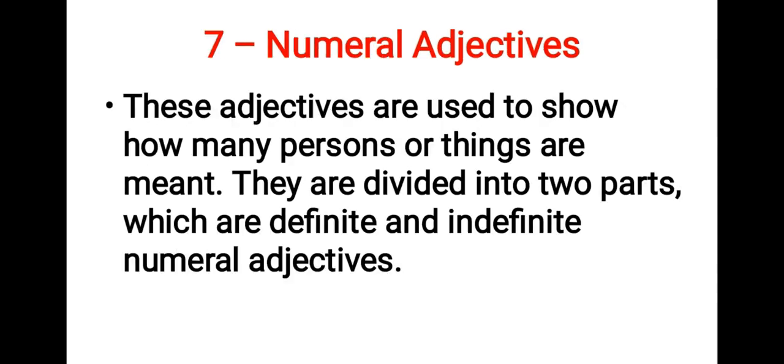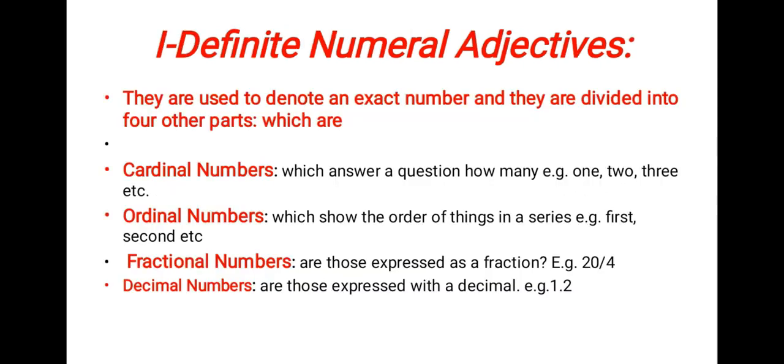Numeral adjectives. These adjectives are used to show how many persons or things are meant. They are divided into two parts, which are definite and indefinite numeral adjectives. Numeral adjectives show the number of persons or things that are meant. Now they are divided into two types. Definite numeral adjectives are used to denote an exact number, and they are divided into four other types, which are cardinal numbers, ordinal numbers, fractional numbers, and decimal numbers.